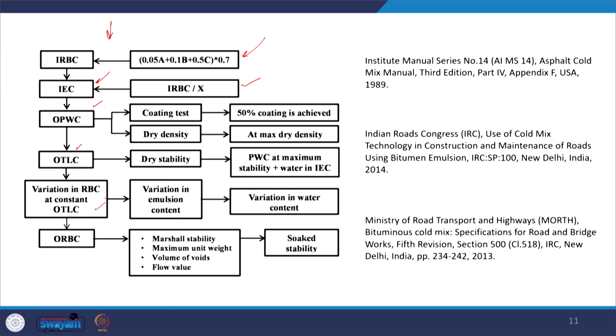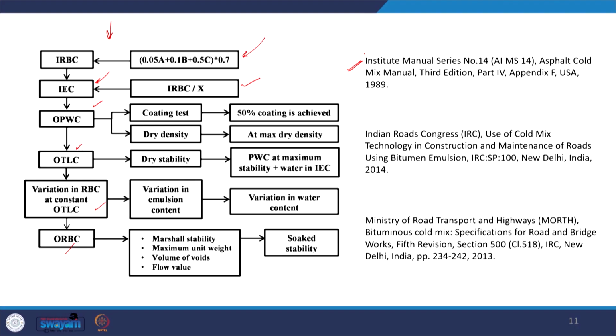So in order to do this, once we change the initial emulsion content, we will make parallel changes to the pre-wetting water content such that the optimum total liquid content is maintained. Using this step we will make again several mixtures. We will carry out Marshall stability test both in soaked and in dry condition. We will analyze the results, and then using that we will determine the optimum residual bitumen content, so that the specification criteria are met.